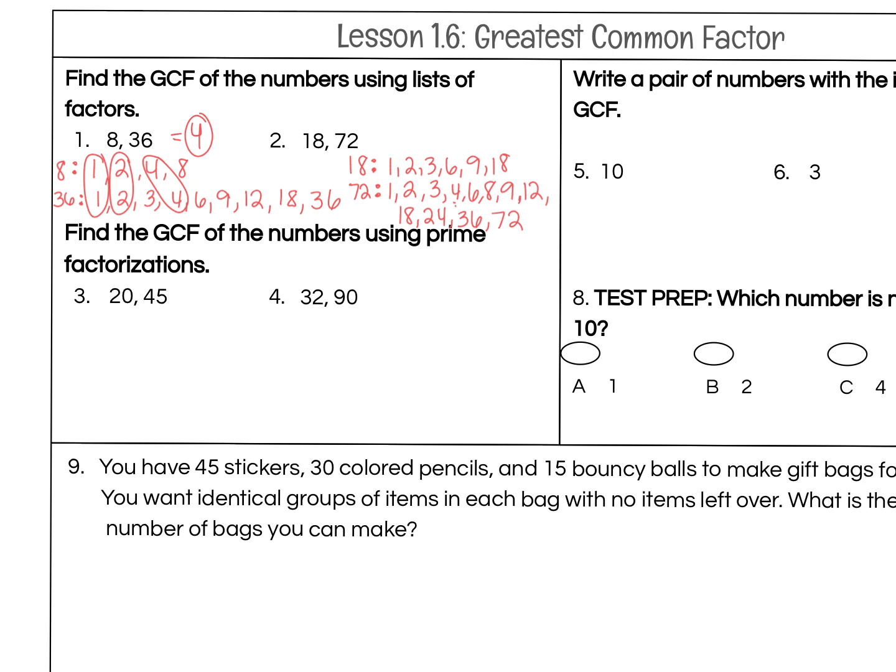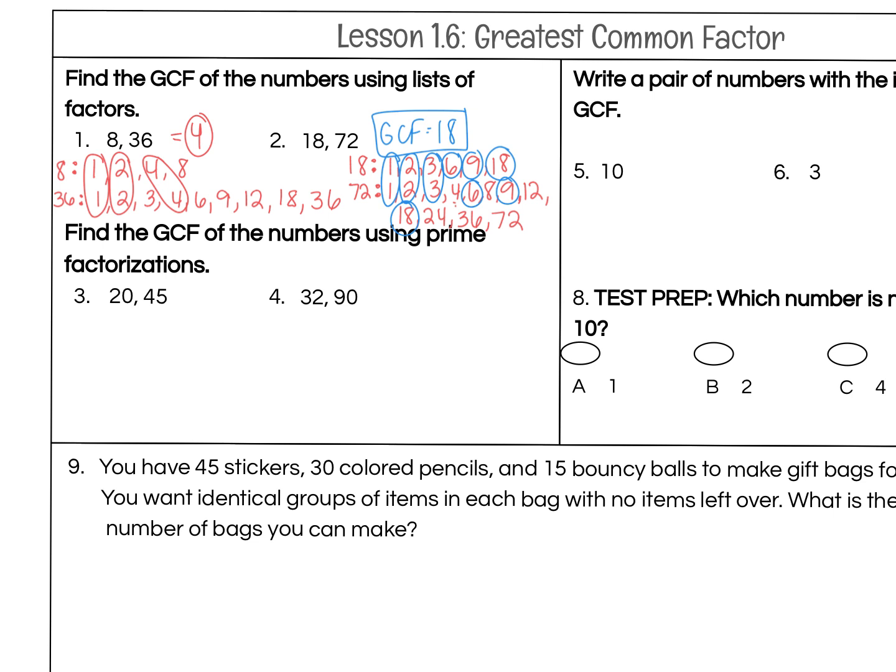Now of all of those, I'm just going to circle my 1s, my 2s, my 3s. I have 6, 9, and 18. So what's my GCF going to be? 18. Right, GCF equals 18.